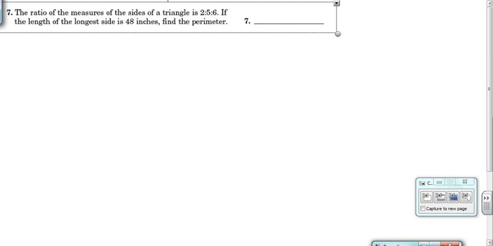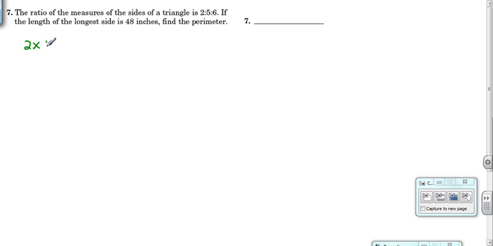Number 7, the ratio of the measures of the sides of a triangle is 2 to 5 to 6. If the length of the longest side is 48 inches, find the perimeter. Well, 2 to 5 to 6 could also be 2x to 5x to 6x. So the longest side would be the 6x, and it's going to be 48 inches. So 6x would equal 48. So now I know x, 48 divided by 6 is 8.